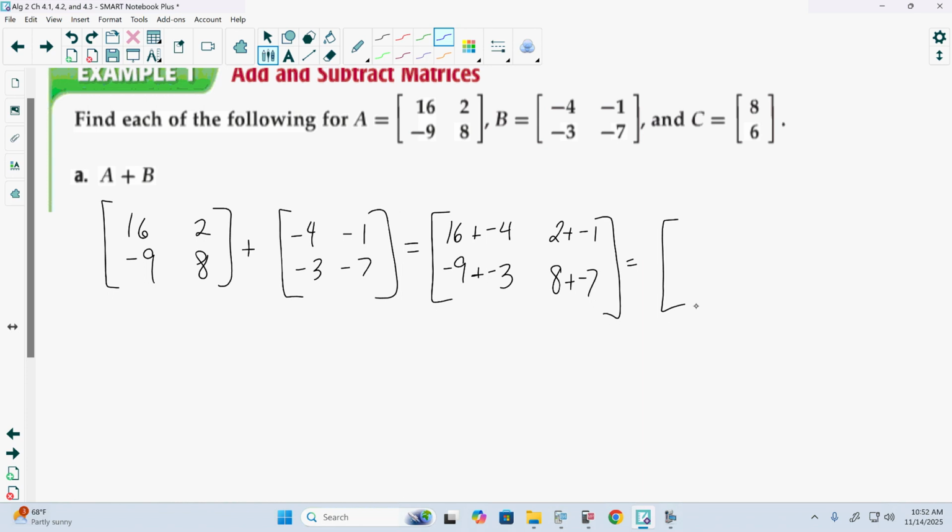Well, 16 plus -4 is 12. 2 plus -1 is 1. -9 plus -3 is -12, and 8 plus -7 is 1, and that's it.